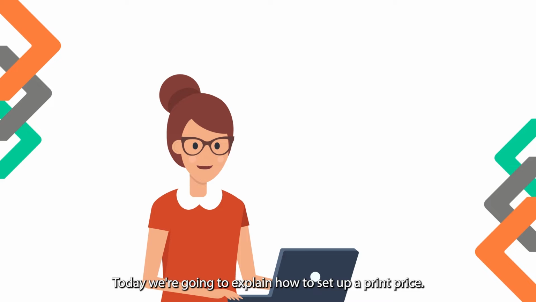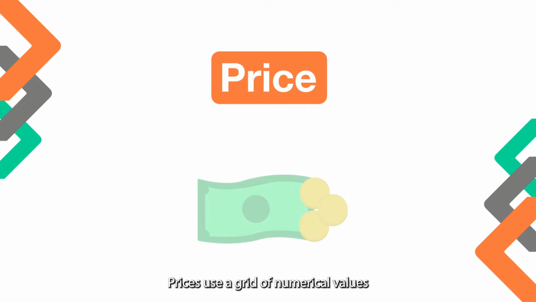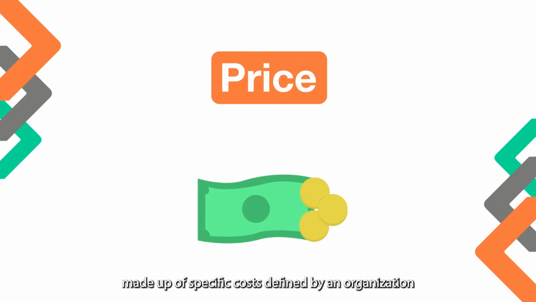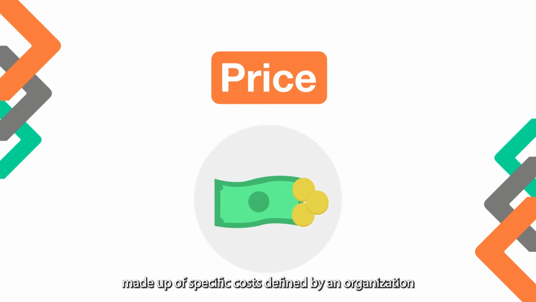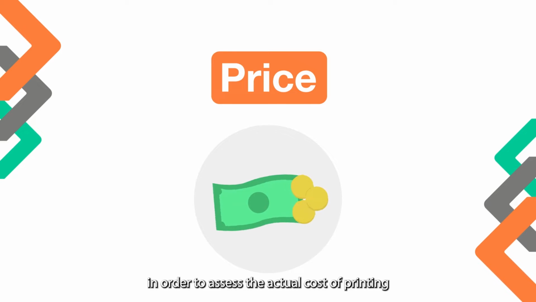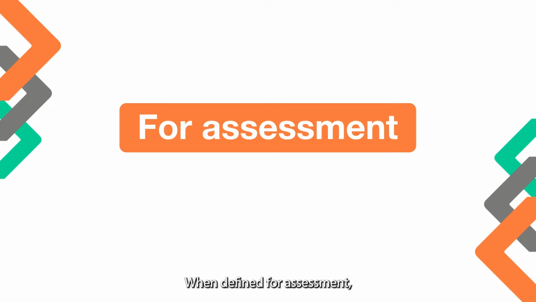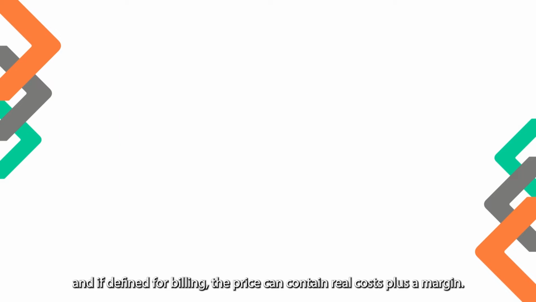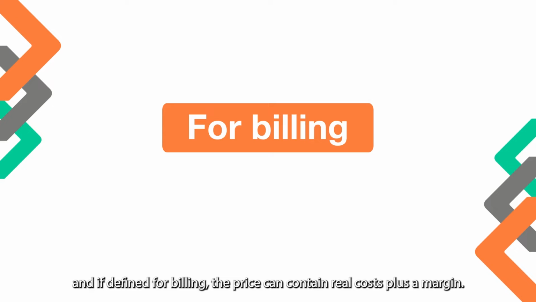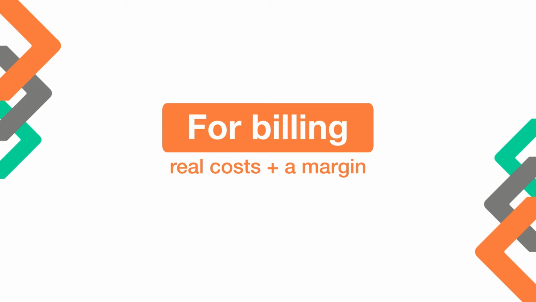Today we're going to explain how to set up a print price. Prices use a grid of numerical values made up of specific costs defined by an organisation in order to assess the actual cost of printing or to charge users for this cost. When defined for assessment, the price must be based on real cost, and if defined for billing, the price can contain real cost plus a margin.